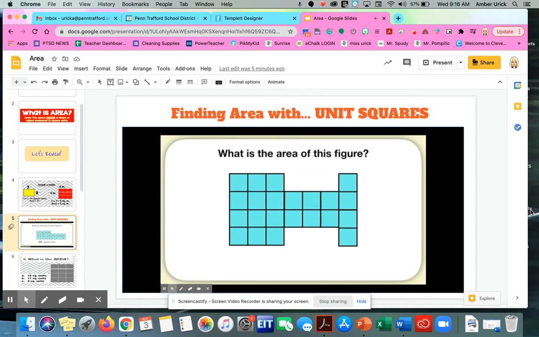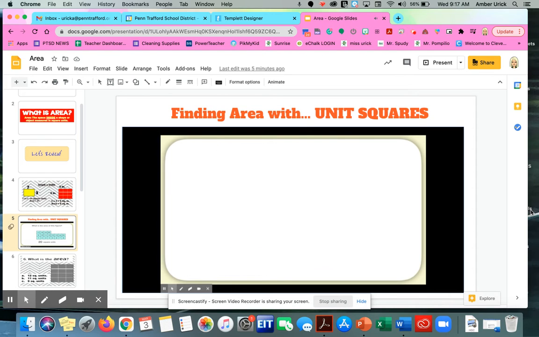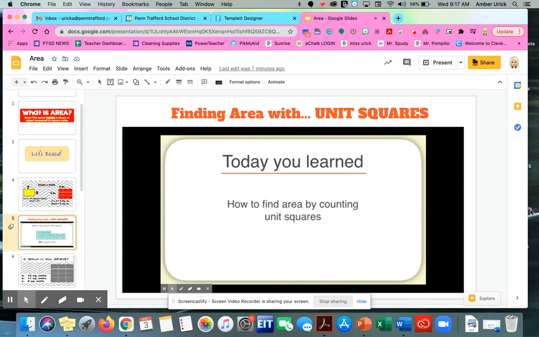Now here's your last problem for this video. What is the area of this figure? This is a complex shape, so I'll break it into sections. In this green piece, I see 12 unit squares. In this red piece, I see 6 more for a total of 18. And in this yellow section, I see 4 more for a total of 22 square units in this figure. Today you learned how to find area by counting unit squares.